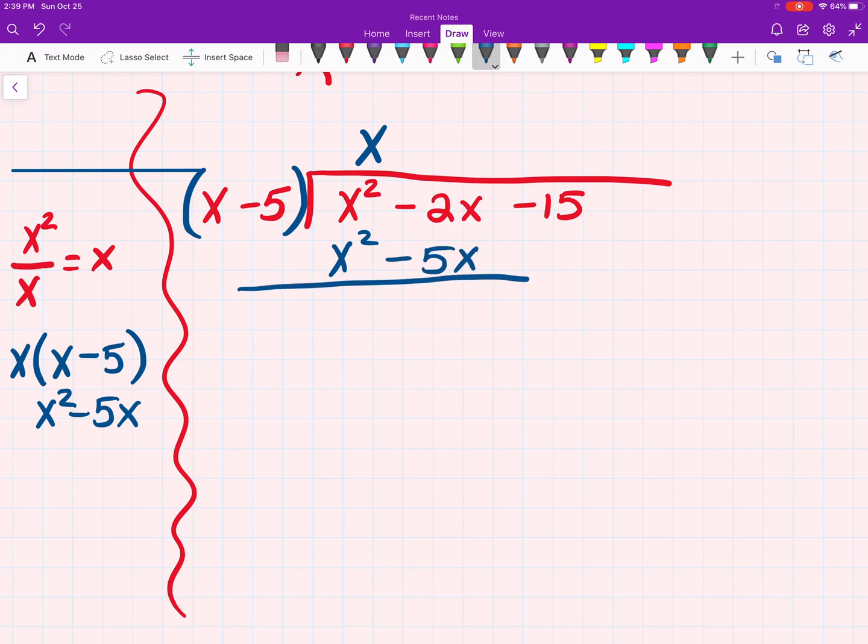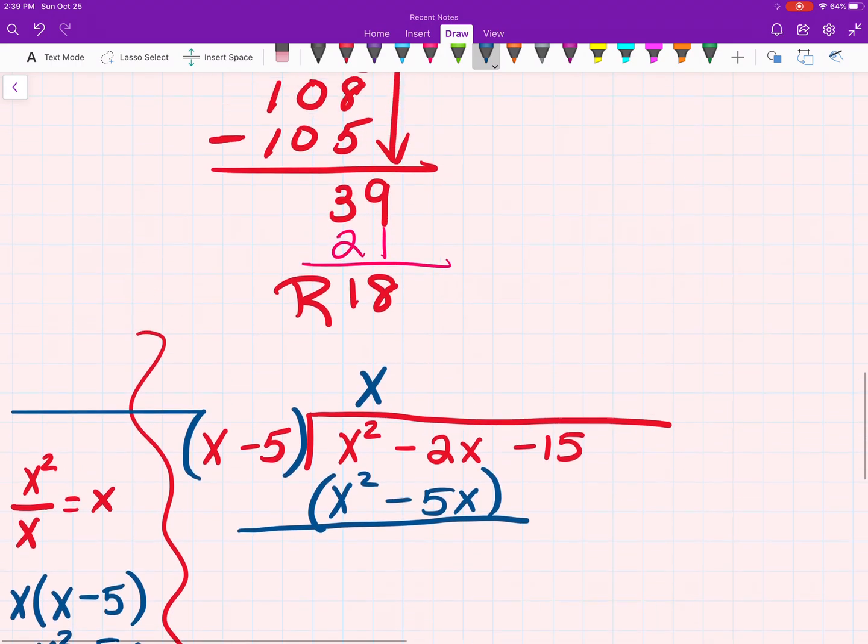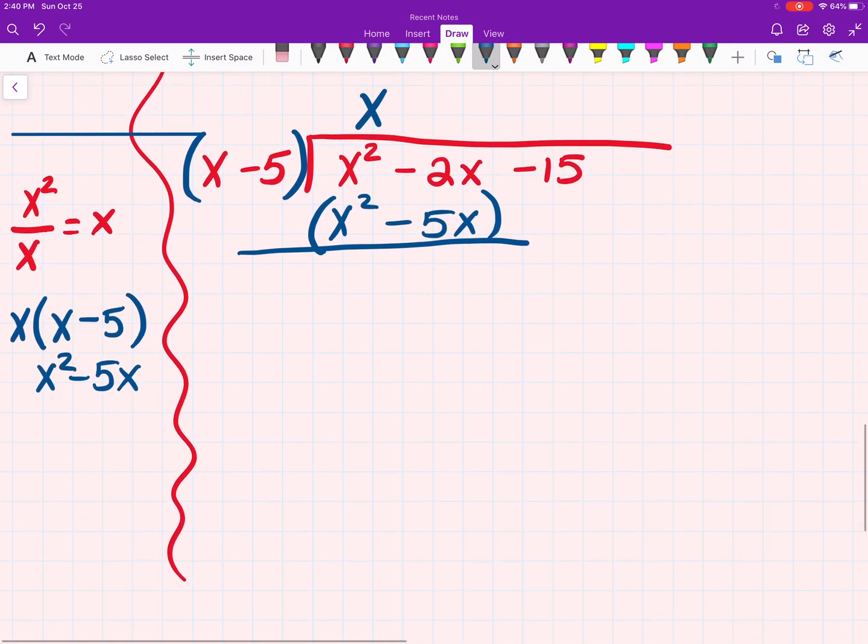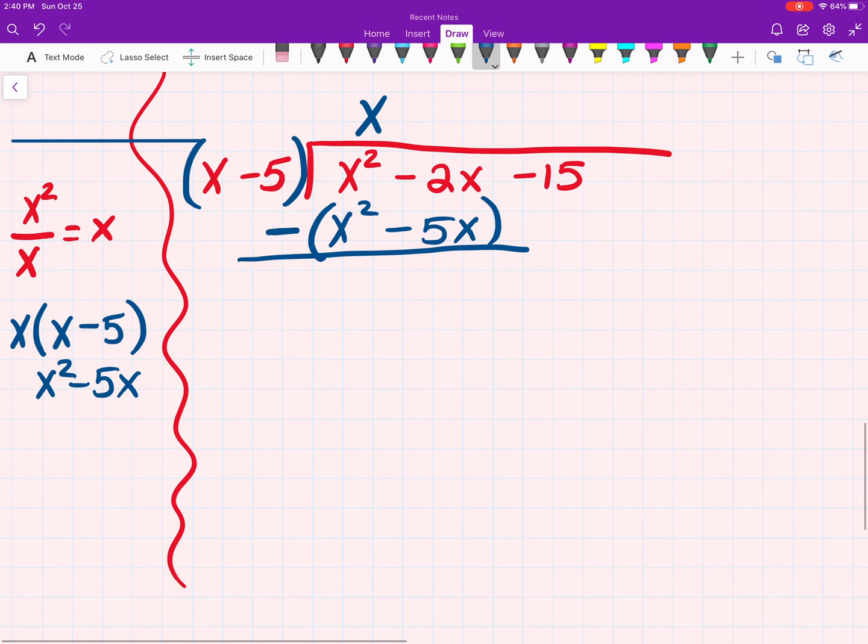Now here's where it gets confusing. Just like in the long division that we did up here, we're going to subtract that whole thing. So x squared minus x squared is 0, which is what we wanted. Now we have negative 2x minus negative 5x. Well, the minus and negative 5 makes that positive, so this becomes 3x. Okay? I don't need that 0 there, so I don't usually write it. You can cross it out if you want. The next step is to bring down whatever's next, so that's negative 15.